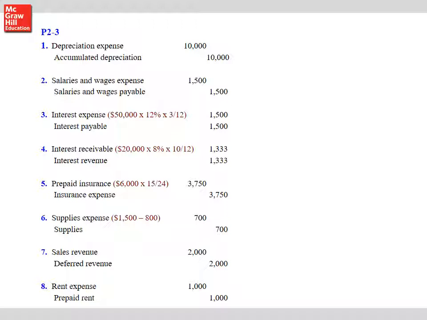So they have to record it. They're not going to pay it till next month. So as of December 31st, it's a liability. Debit salary and wage expense, credit salary and wages payable.